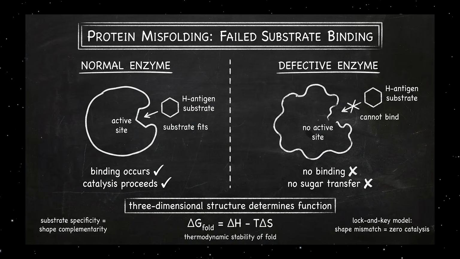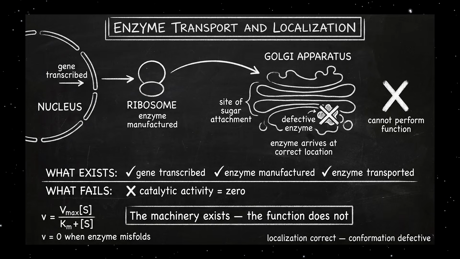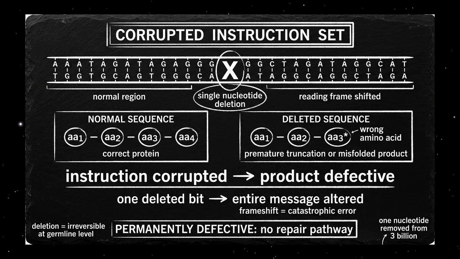The protein folds into a three-dimensional structure that cannot bind its substrate, the H antigen, and cannot catalyze the sugar transfer reaction. The enzyme is manufactured by the cell, transported to the Golgi apparatus where the sugar attachment normally occurs, and sits there unable to perform its single function. The machinery exists. The instruction set is corrupted. The product is permanently defective.